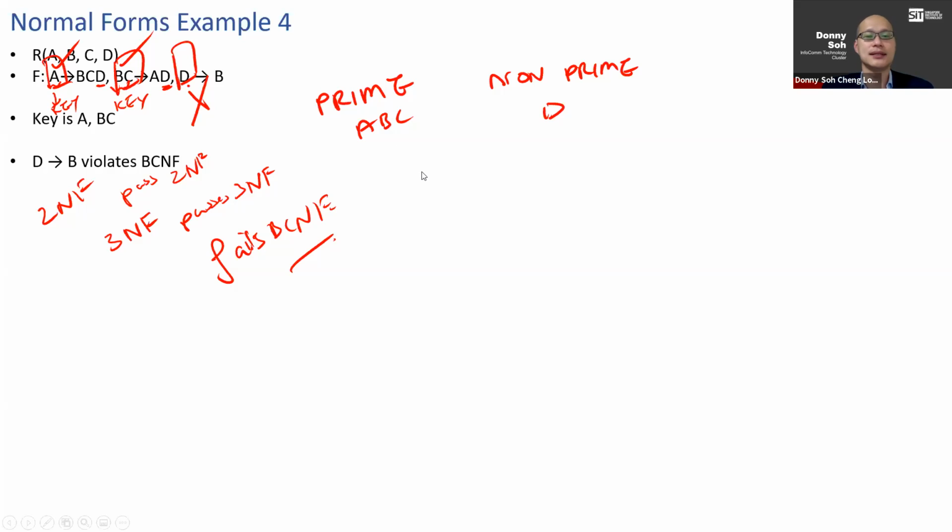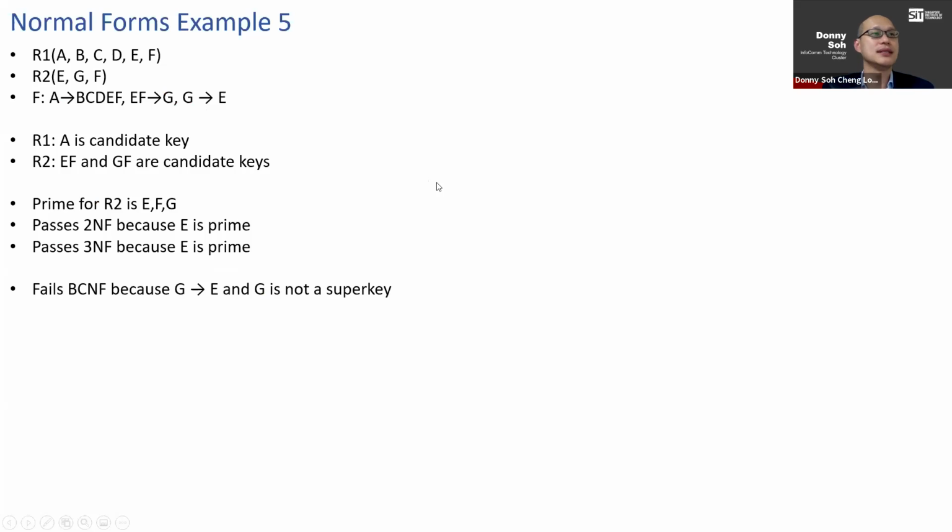Okay, let's look at the next example. This is the next example. So I have two tables, A, B, C, D, E, F, E, G, F. Okay. So let's look at these as a whole.